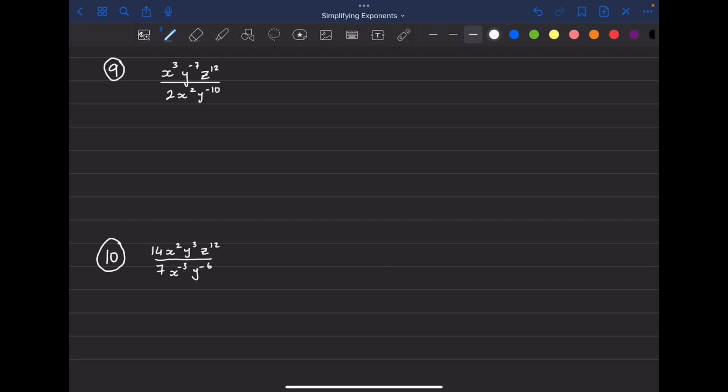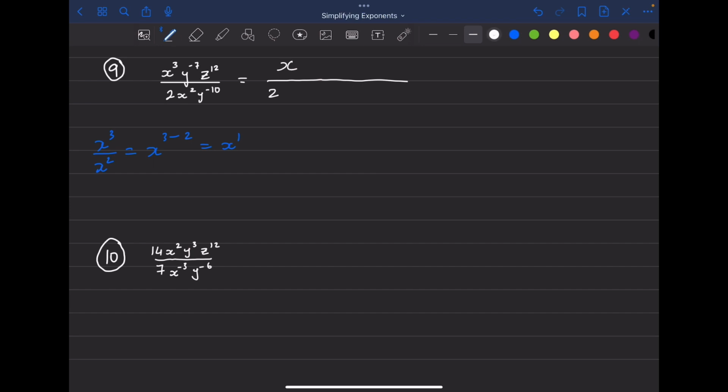Our two last questions, so let's do the exact same thing for these two. First, let me write the line for the fraction. Over here, there's nothing to cancel with the 2, so I'll just copy paste it over here. There's nothing to cancel out with it. For the x's, we have x cubed over x squared, which is equal to x to the power of 3 minus 2, or x to the power of 1. So we have an x on top.